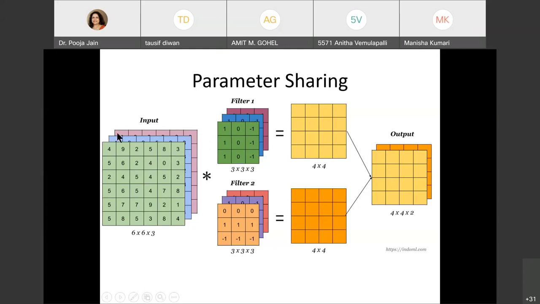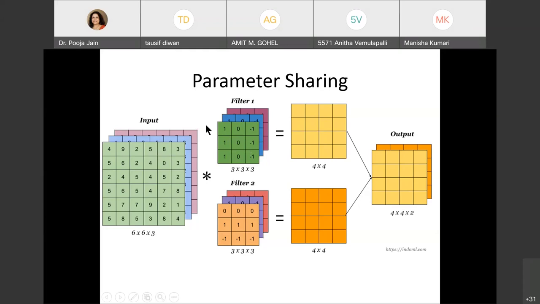Then you take the third channel of the filter. Once again, you perform element-wise multiplication. Total how many multiplication results are there? 27: 9 multiplications corresponding to the first channel, 9 multiplications corresponding to the second channel, 9 multiplications corresponding to the third channel. Total 27 multiplications are there.